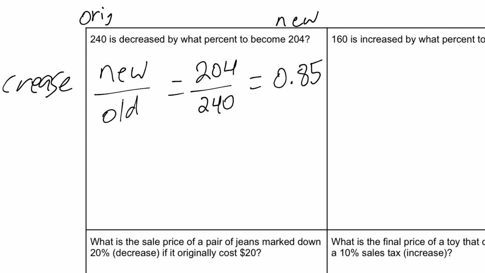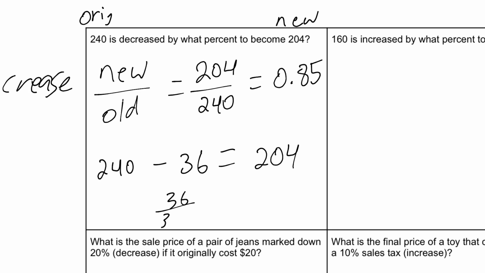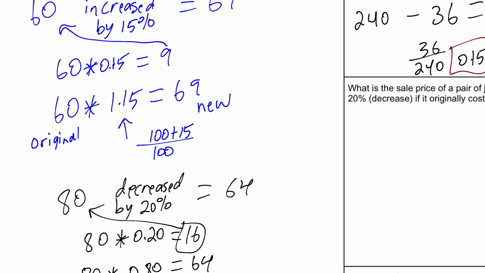If you wanted to break it down into steps, you could think of it as 240 minus 36 is 204. And what is 36 out of 240? That will give you 0.15. So we are reducing by 15%. Any way you do it, if you arrive that we have 85% of what's left, or if we reduce by 15%, they will tell you that same answer. It's kind of like before, where you can calculate it separately and add.